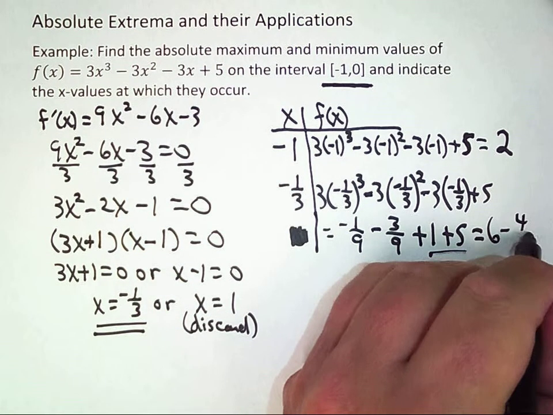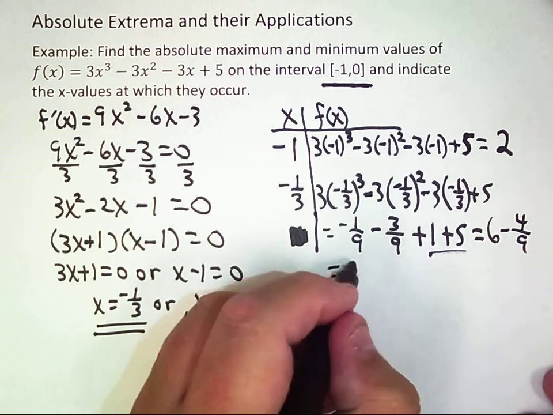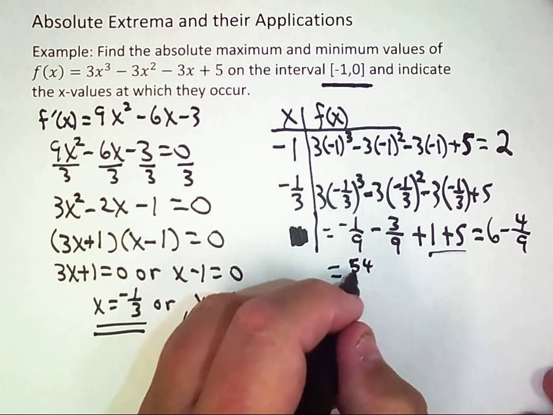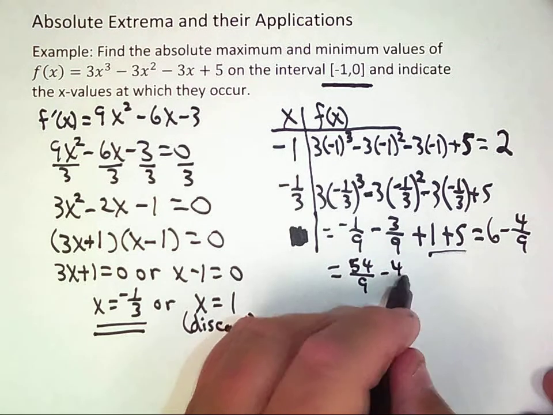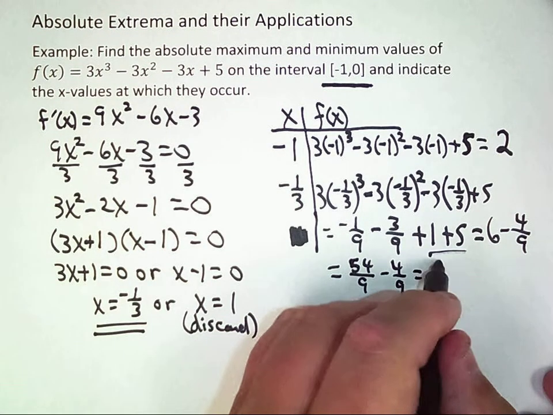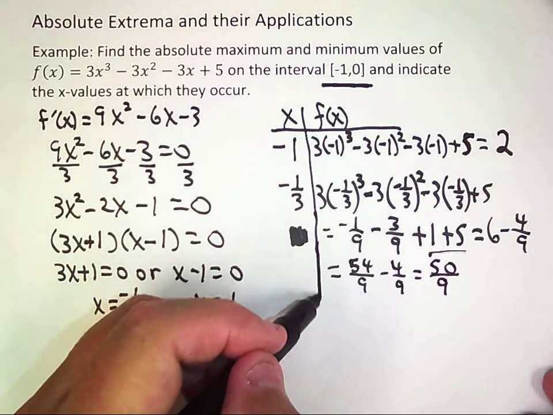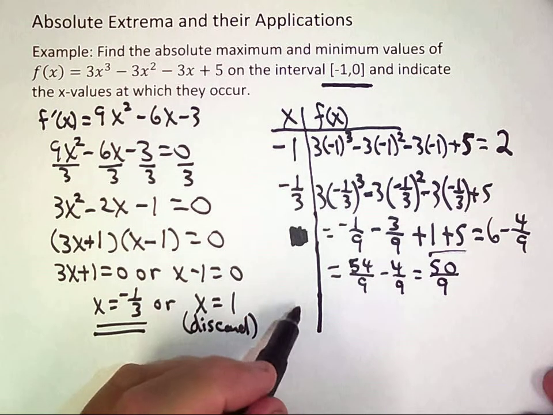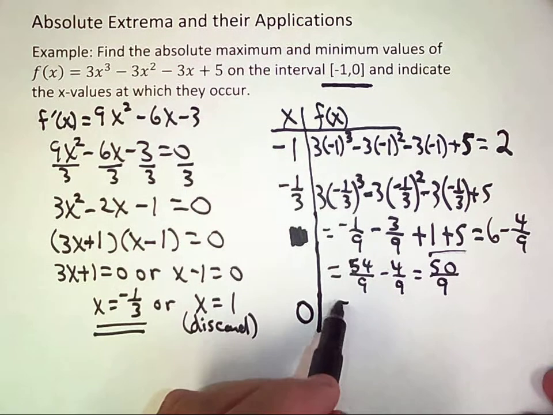6 minus 4/9, and remember 6 is actually 54/9 minus 4/9, and after a lot of arithmetic you get 59 ninths. And now I'm ready to do the 0. That's going to be easy because everything zeroes out except for the 5.